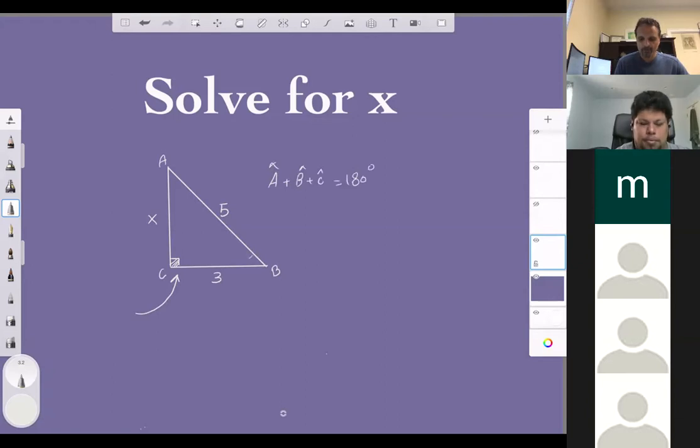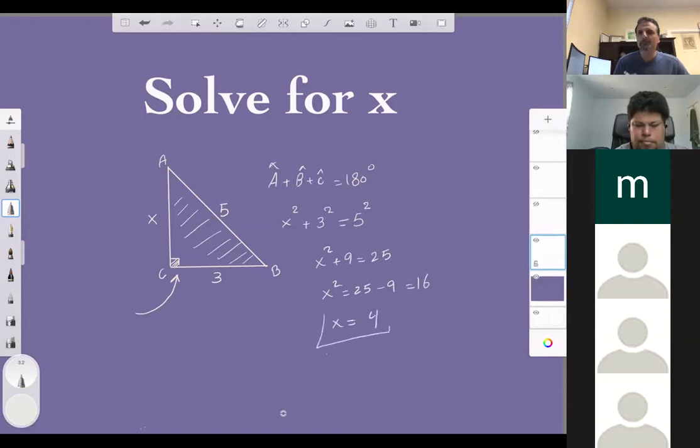Because it's a right triangle, we have x squared plus 3 squared equal to 5 squared. We apply Pythagorean theorem. So x squared plus 9 equal to 25. X squared equal to 25 minus 9 equal to 16. Then x gonna be 4. I'm not gonna put plus minus 4 because this is a length, never gonna be negative.